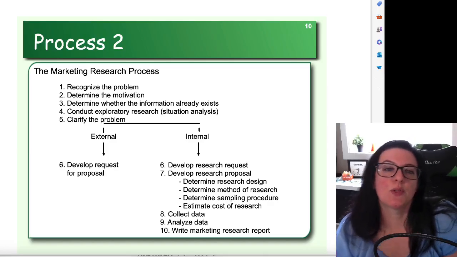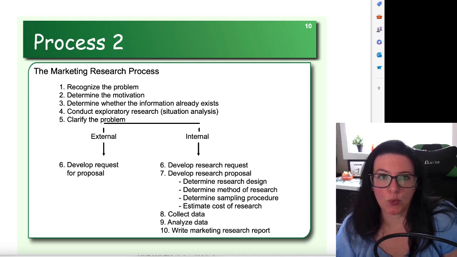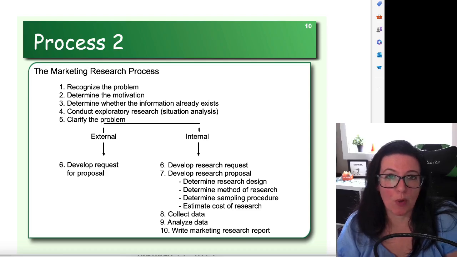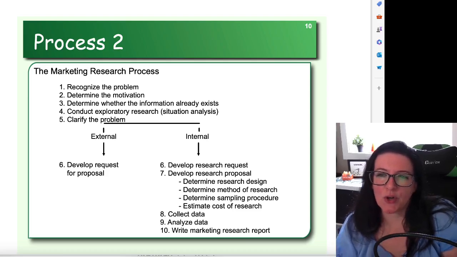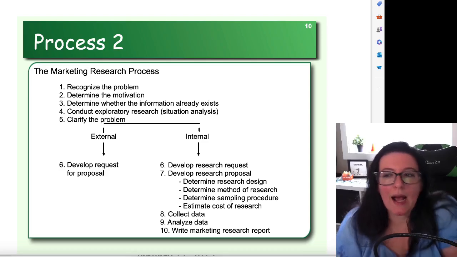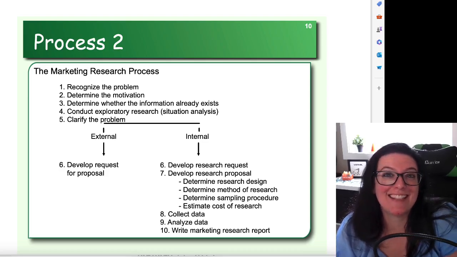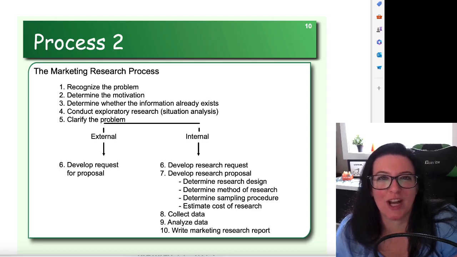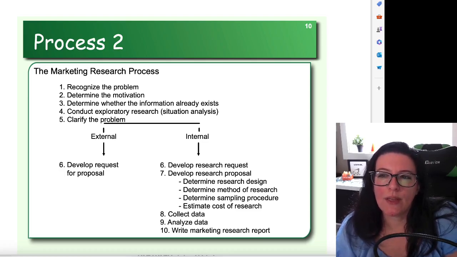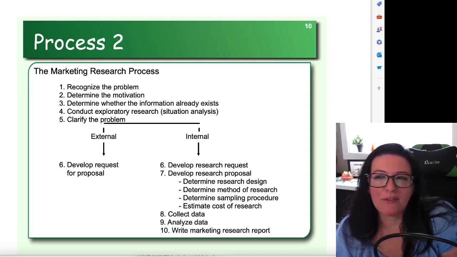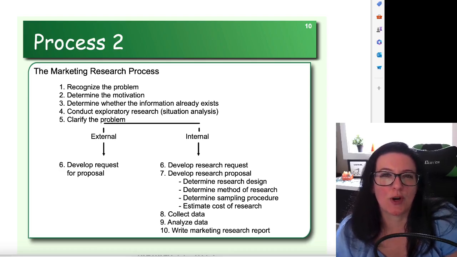In our previous videos, we were looking at the external route, hiring someone else to do research by creating a request for proposal. Well, now let's go internal. Let's look at what if we in our organization have an idea for a research project. We're going to look at the internal process by first looking at the document called a research request.